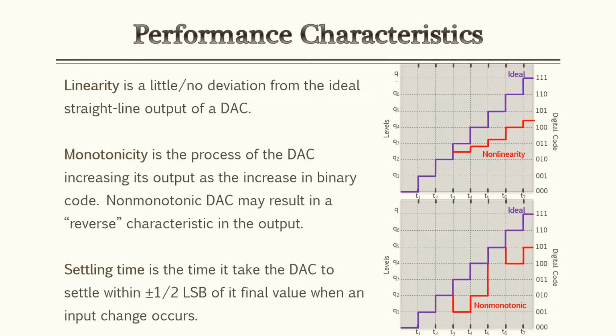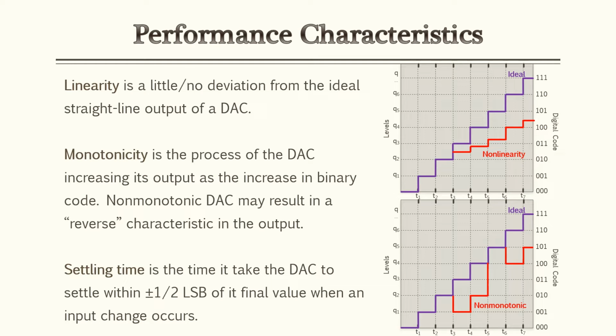Next is monotonicity. It is the process of your digital analog converter increasing its output as the binary code increases. Now this is similar to linearity with slight differences. As the binary bit increases, you expect to see nice steps. However, sometimes you can have non-monotonic behavior, in which your output actually can decrease.